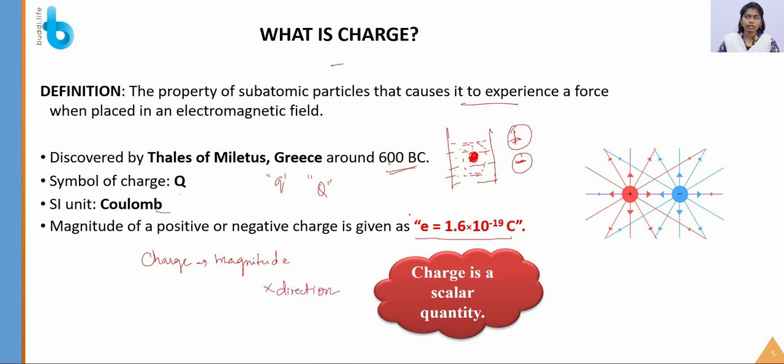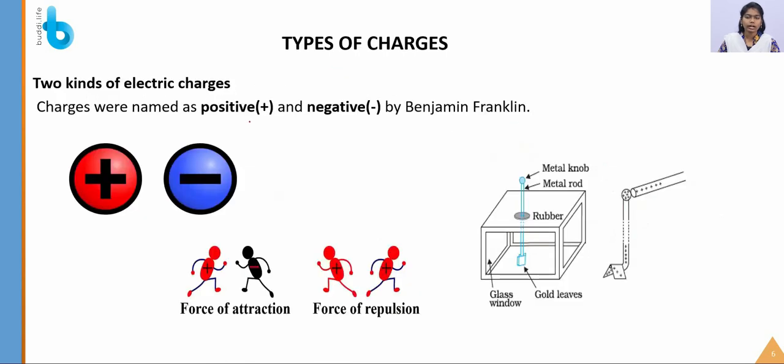Okay, let's see what the types of charges are. There are two kinds of charges. We are already familiar with it, right? The third is neutral, which has no charge. So the first two kinds of charge are positive and negative. The charges were named positive and negative. So who discovered these kinds of charges? It was Benjamin Franklin. And he also discovered their properties.